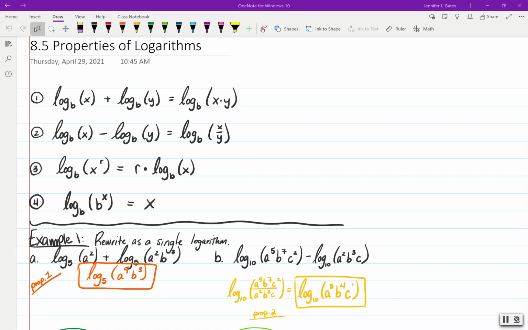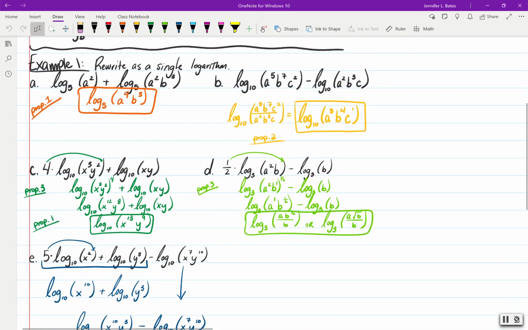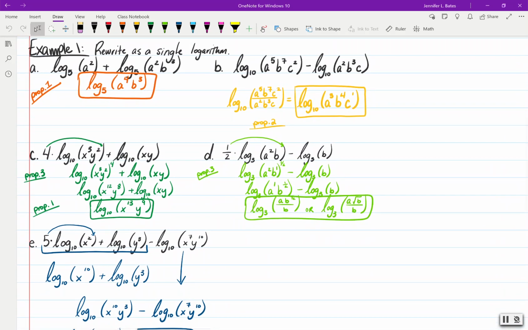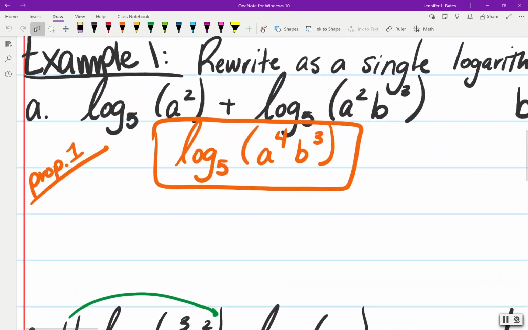All right, welcome to part 2 of 8.5 Properties of Logarithms. So in our last set of notes, we talked about how to take multiple logs and rewrite them as a single log. For example, in example 1, problem A, we took 2 logs and we said we can use property 1 at the top of our notes to combine these and write them as one log.